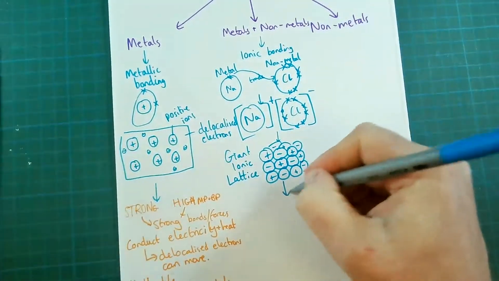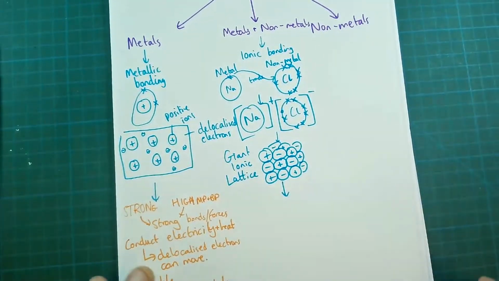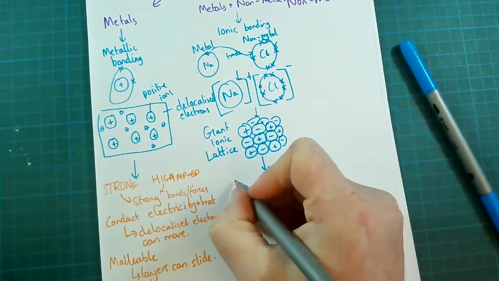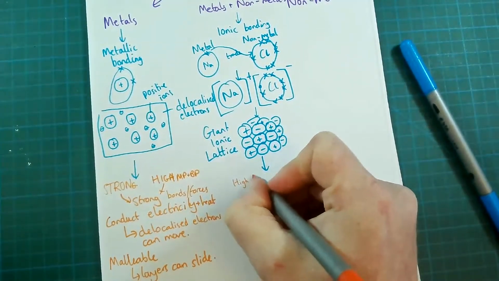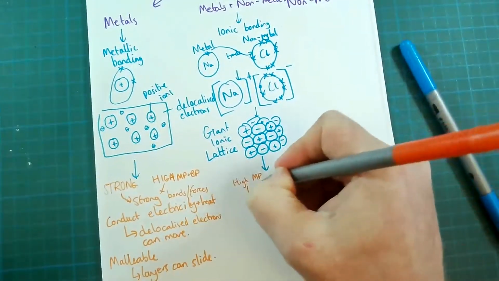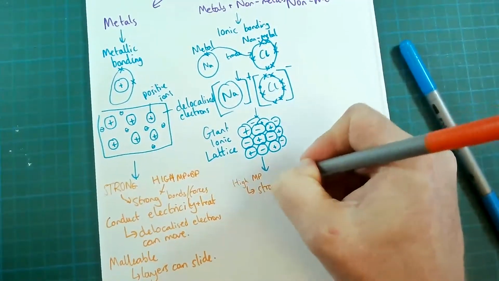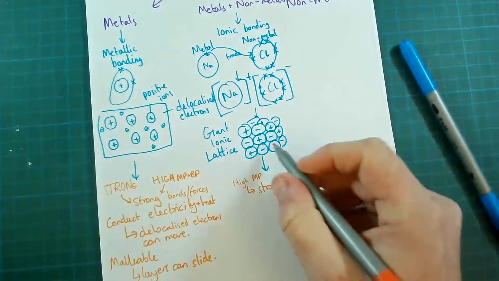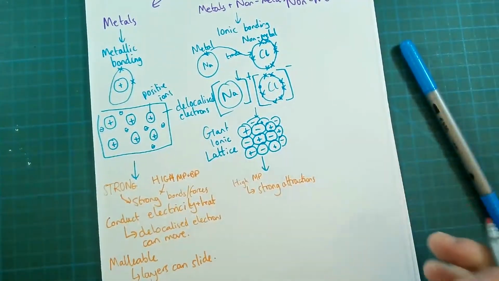So again, what are the properties of that? What does that translate to in the real world? Well, it's got a high melting point and boiling point. Here we said that's because it's strong. So again, that means we've got strong electrostatic attractions between the positive and negative.